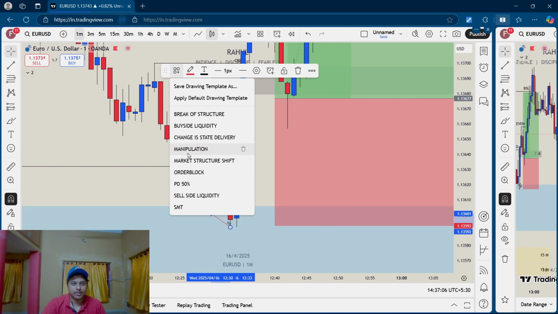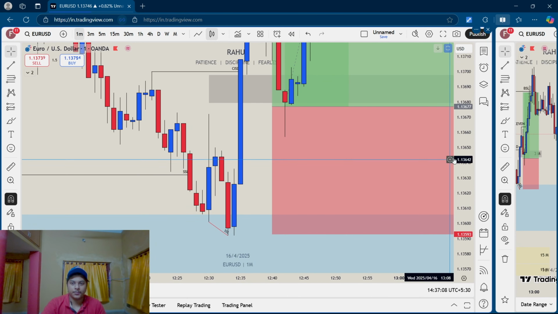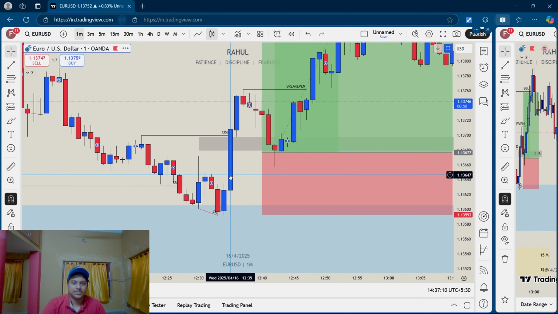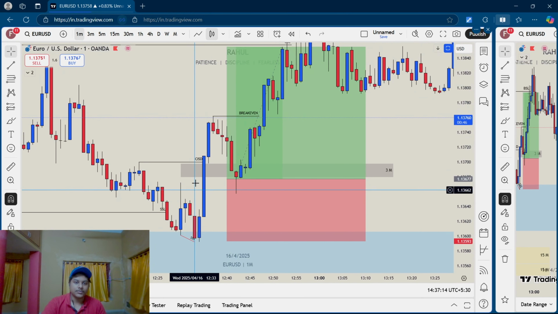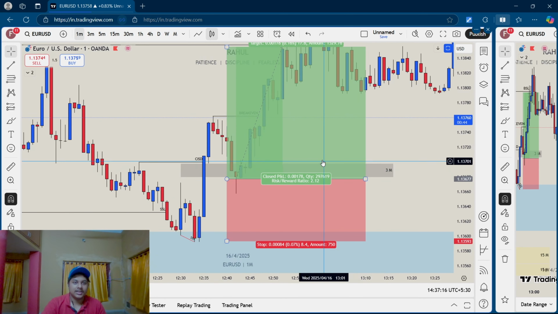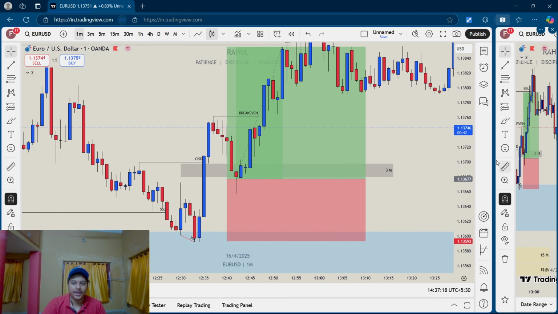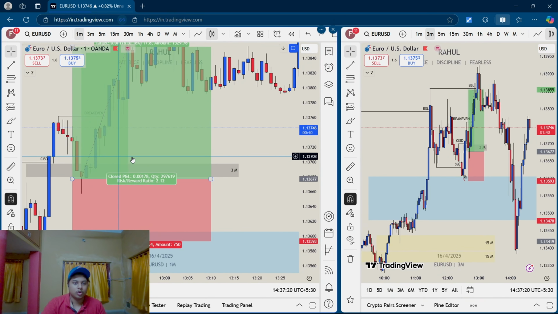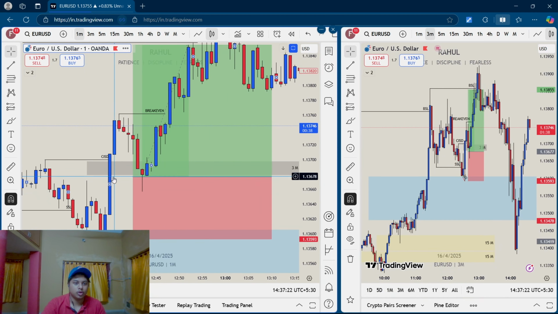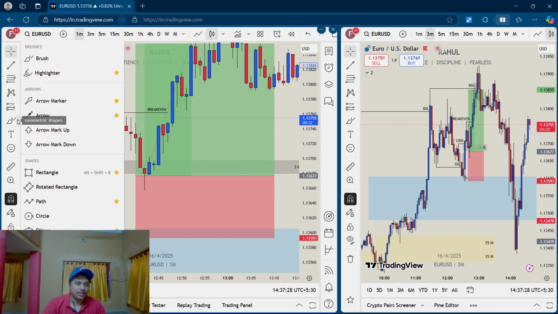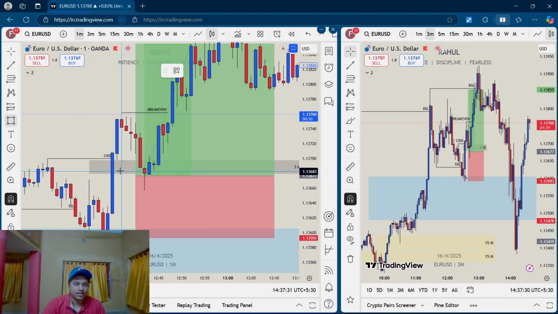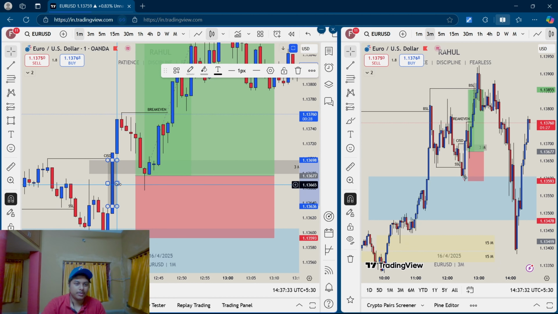This I saved as a manipulation. If you can see, this is a manipulation move. Then after the manipulation move, this displacement broke through the previous high, giving us a CISD. Then when it retraced back to this, there is a 3 minute fair value gap where I entered. The 1 minute fair value gap was too huge. If I could have got an entry here also, it was no big deal, but it would have been very confusing where to take an entry.